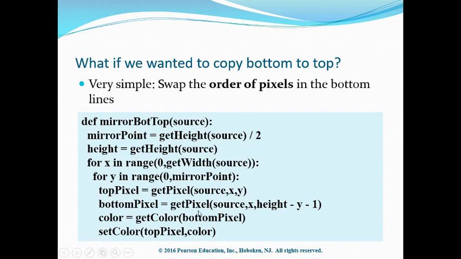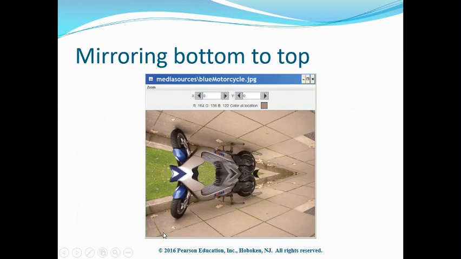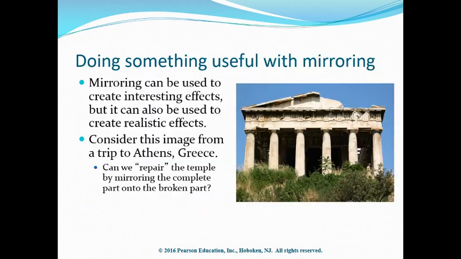Right, so we're doing x and y here, and bottom pixel here, and top pixel. So the color is top, bottom pixel, top pixel. And we can see it looks like that, mirroring bottom to top instead of top to bottom.